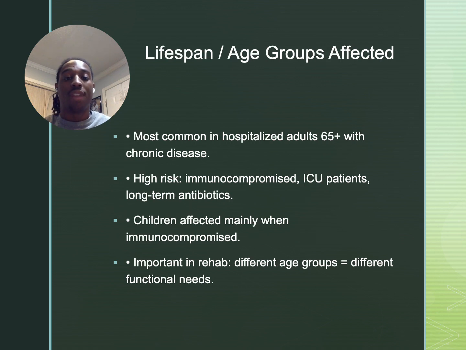VRE is most commonly found in hospitalized adults over the age of 65. Older adults tend to have weaker immune systems, more exposure to antibiotics, and more frequent hospitalizations. Other high-risk groups include immunocompromised individuals such as cancer patients undergoing chemotherapy, people with chronic kidney disease, and patients in the ICU. Children can also get VRE, but it's usually seen in those with congenital immune deficiencies or those requiring long-term antibiotics.